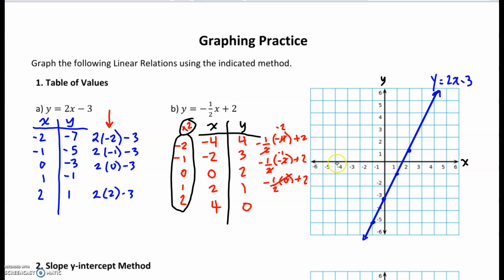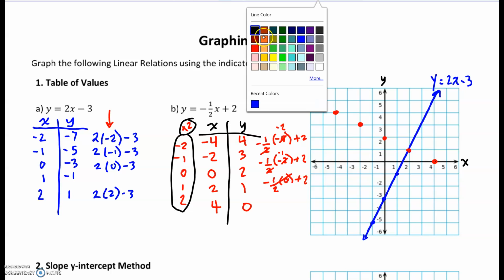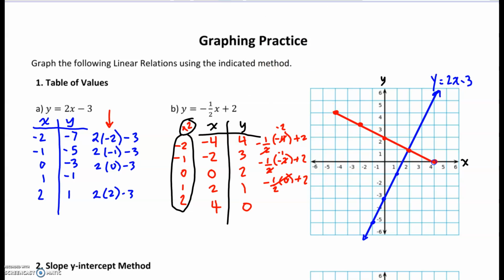So I have -4, 4, and -2, 3, 0, 2, 2, 1, and 4, 0. Okay, we'll draw our line. Oops, let's put that in red, just so it matches my points. Remember, we don't draw our line just connecting the dots. We always extend it from one side all the way to the other. Okay, we'll put our arrows on the ends. And we'll label with the equation, which is y equals -1/2 x plus 2.